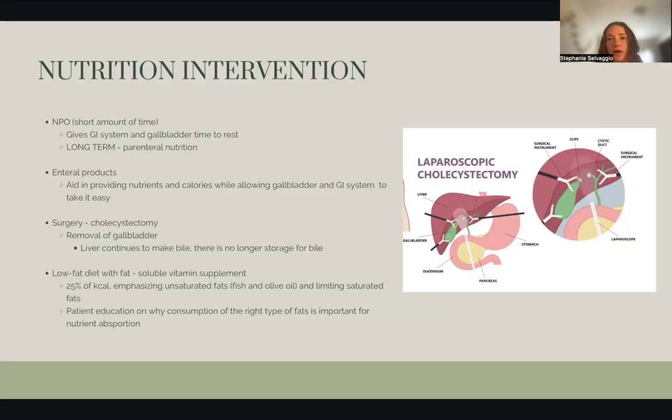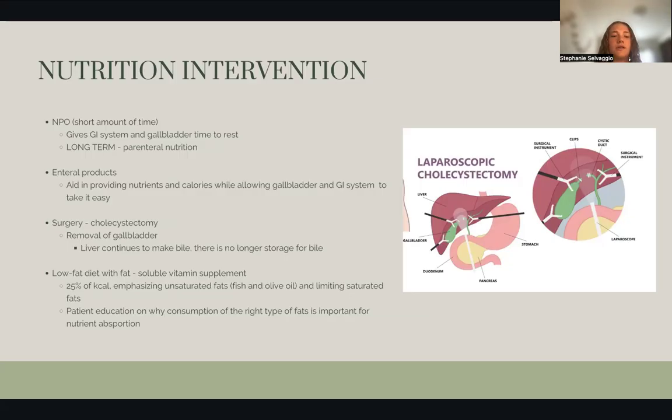It's a non-essential organ. Again, it just stores bile, doesn't make bile. So it doesn't really change your diet a whole lot. You just have to be more mindful about the type of fat that you're eating. And then if you're really, really into doing strictly nutrition intervention, you can do a lower fat diet with a fat soluble vitamin supplement. And this is, again, keeping that fat intake a little bit lower than what you normally would. Emphasize those unsaturated fats like fish and olive oil and limit those saturated fats.